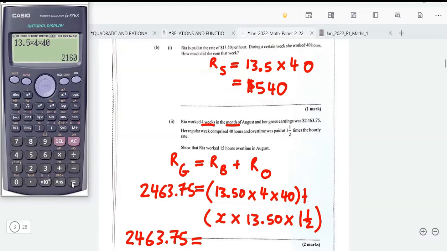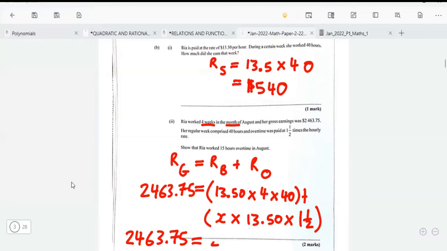That works out to be $2,160 plus, remember X right here, you can even tell them that X is the amount of overtime hours she worked. We're trying to find X. X is overtime hours. That's what we're trying to find. So 2160 plus 13.5 times 1.5.